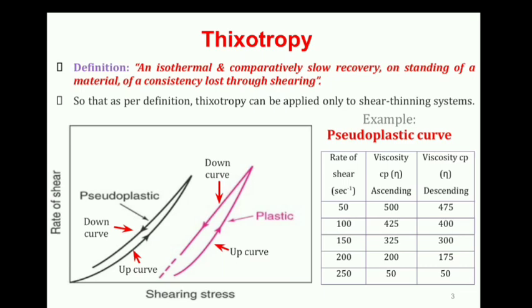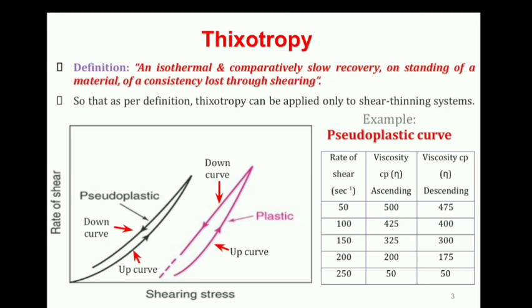If a material exhibits such properties, it is said to have thixotropic behavior. As per the definition, thixotropy can be applied only to a shear thinning system. Here an example is given for a pseudoplastic system. The rate of shear per second runs from 50 to 250, and the viscosity in ascending order is 500, 425, 325, 200, and finally 50.